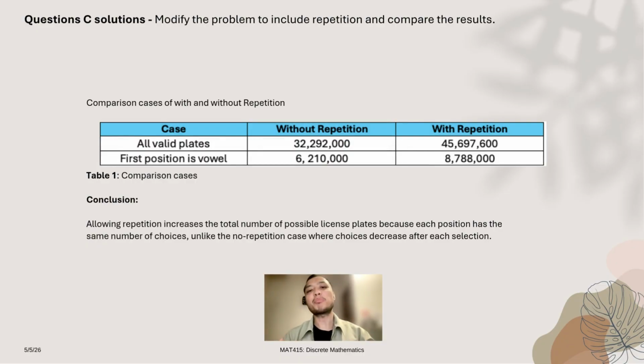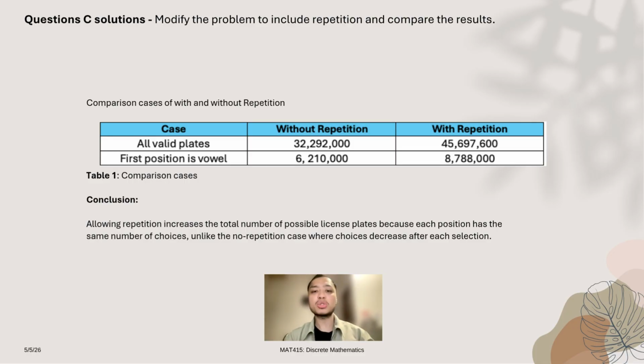Finally, this slide compares the results with and without repetition. In this case, you can see here, without repetition, the total number of valid license plates is 32,292,000. With repetition, it increases to 45,697,600. As for the case where the first letter is a vowel, the total is 6,210,000 without repetition and 8,788,000 with repetition.